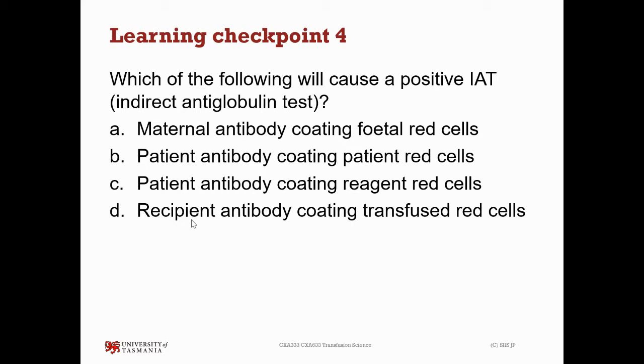So maternal antibody coating fetal red cells, that's happening in the fetus, isn't it? Patient antibody coating patient red cells, that's happening in the patient. Patient antibody coating reagent red cells is happening in a test tube. Yeah? Recipient antibody coating transfused red cells, so that's happening in the recipient. Yep, so C is the only one that is not happening in a body. Okay, so C is the one that's happening in a test tube. C is the indirect antiglobulin test.